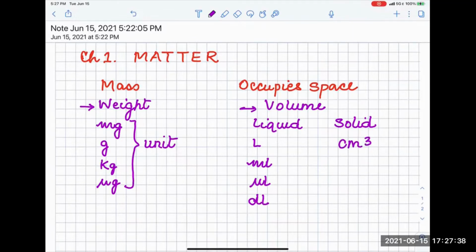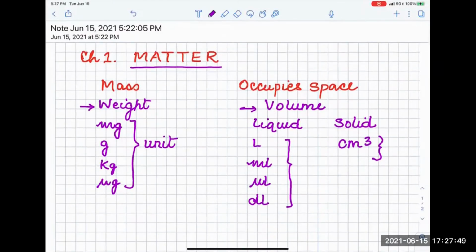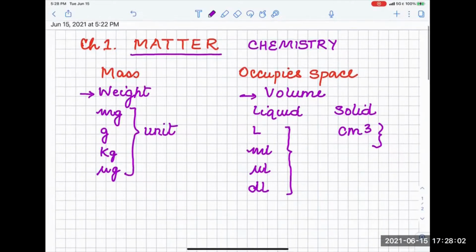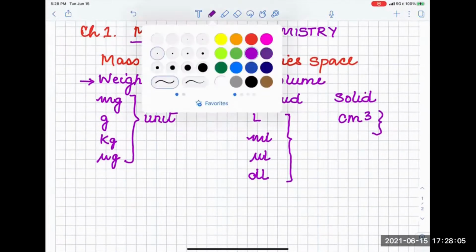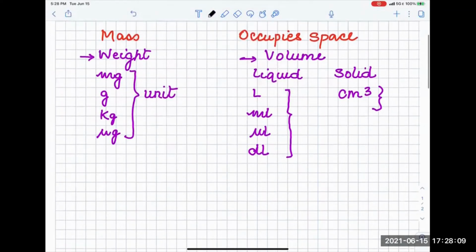Again, we will look into the units in the next chapter, but let's carry on with this: matter is anything. So chemistry is a study of matter. Everything in this universe, not just the earth, but anything that you see in this universe is made up of matter. So that's why it's a very interesting subject, because you have all these varieties of matter. But there are 3 states of matter.